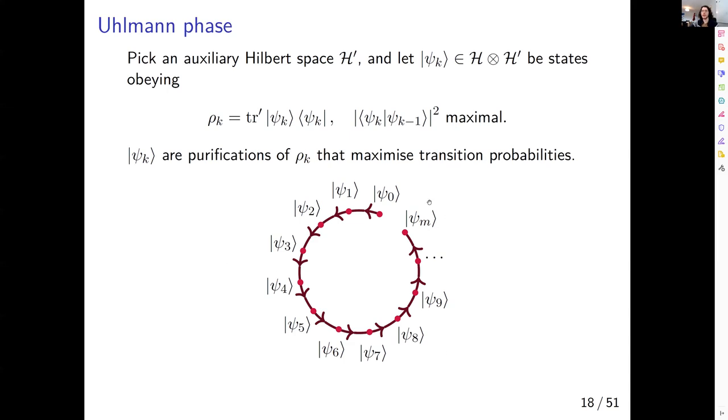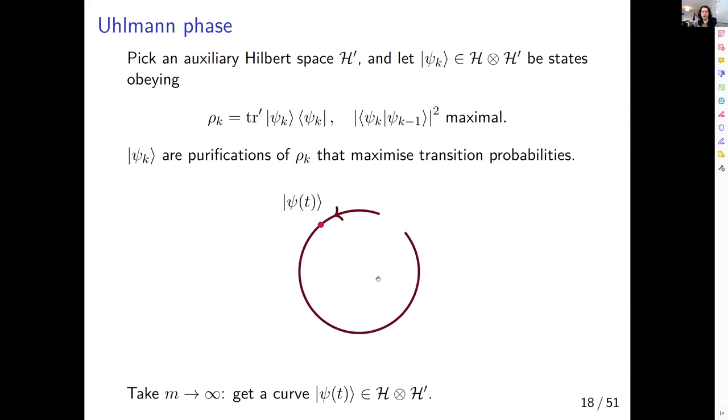So at this point, we have a sequence of purifications of rho k, maximizing transition probabilities, and now we take the limit as the number of points along the curve goes to infinity, and we end up with just a curve of pure states in this extended Hilbert space. And I should note that although the original curve of density matrices was closed, this curve of purifications doesn't have to be.